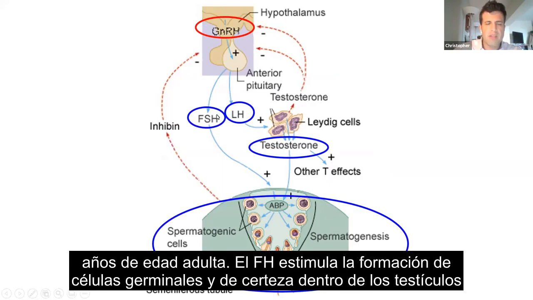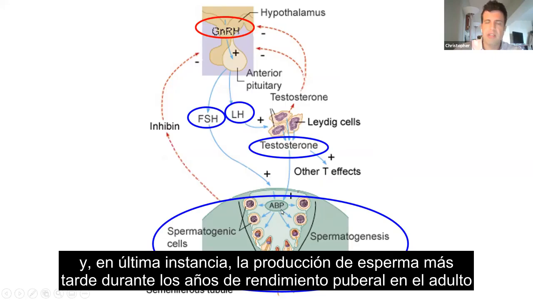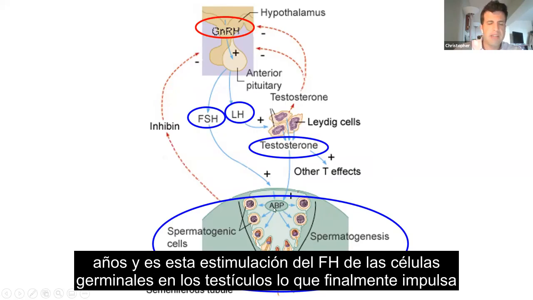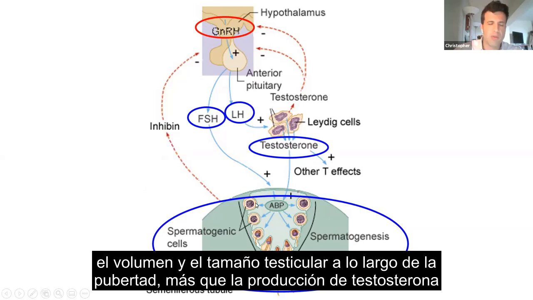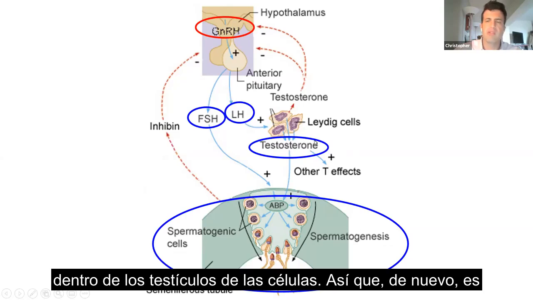The FSH stimulates Sertoli cell and germ cell formation within the testicles, and ultimately sperm production later on during the pubertal years and adult years. And it's this FSH stimulation of germ cells in the testicles that ultimately boosts the testicular volume and size throughout puberty, more so than testosterone production itself within the testicles from the Leydig cells.